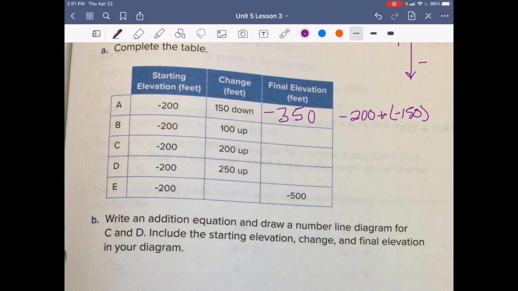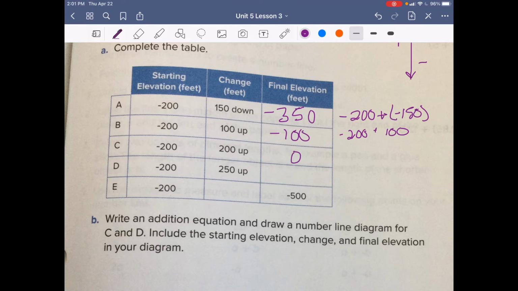Then we have negative 200, and we're going up 100 feet. So we have negative 200 plus 100. This is the same as saying 200 minus 100 and keeping the larger sign. So when we subtract that 100, we still have negative 100 left. Letter C, we're at negative 200. We're going up 200. So if their numbers are the same and they are opposites, they'll cancel each other out and it will be a 0.